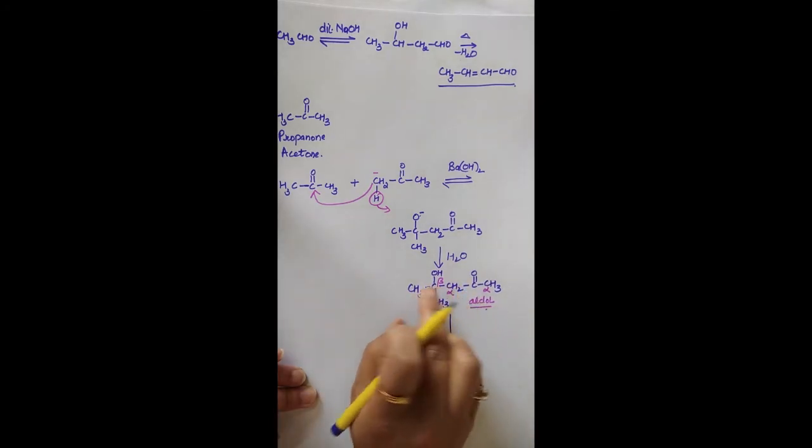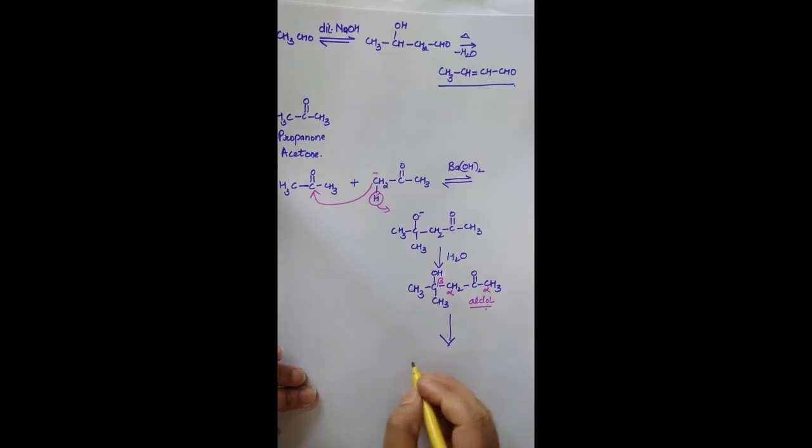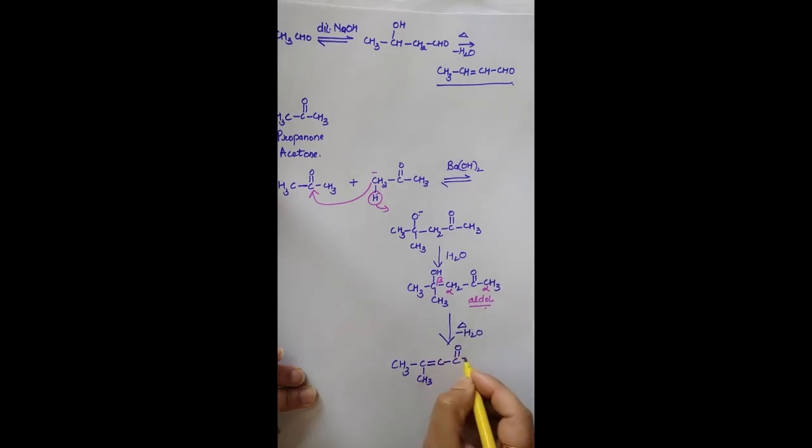Then remove OH from here and hydrogen from this carbon. So the next will be heat and removal of water. We call it condensation. So in the next step, this product will be formed. CH3, remove OH, so double bond here, H is removed from the next carbon. You have carbon here, COCH3. So this is again an alpha beta unsaturated compound which is formed.